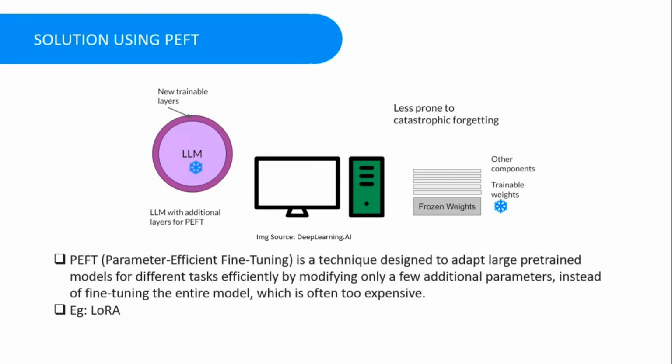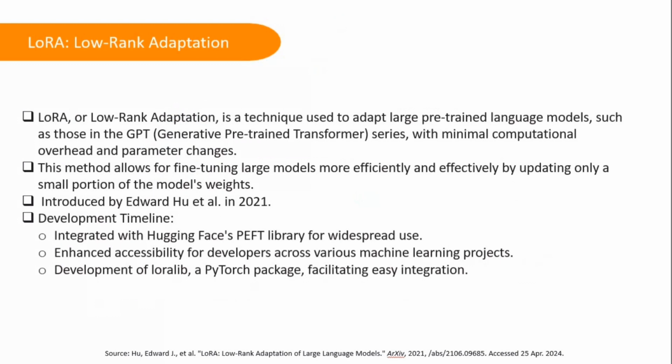One example of this is LoRA. Coming to LoRA, or low rank adaptation, it is a technique used to adapt large pre-trained language models. It was introduced by Edward Hu and his team in 2021. During 2022 and 23, LoRA was integrated into the Hugging Face PEFT library, enhancing its accessibility to developers, and studies have showcased its efficiency, outperforming traditional fine-tuning methods.